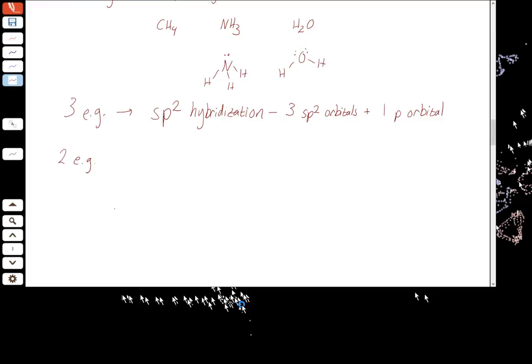And then for 2 electron groups, we call that sp, which is going to give us 2 sp orbitals and 2 leftover p orbitals. Again, it goes right along with geometry.